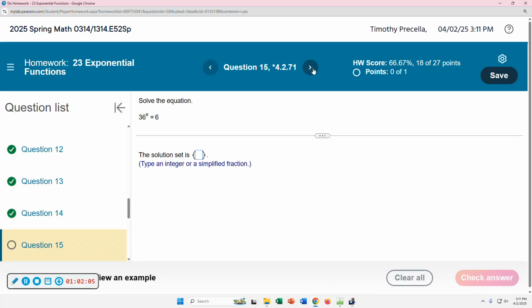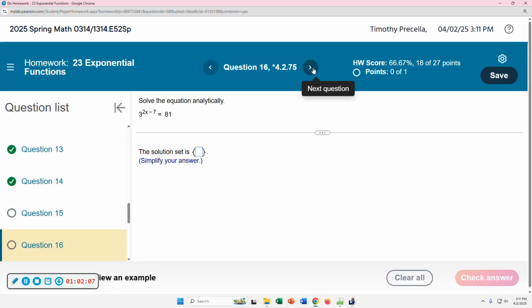Which one did we think is the best one? I think 16 is the best. 16 is the best one to get started with. And then we'll go back to 15. But this one sort of illustrates the thought process. 3 to the 2x minus 7 is equal to 81.